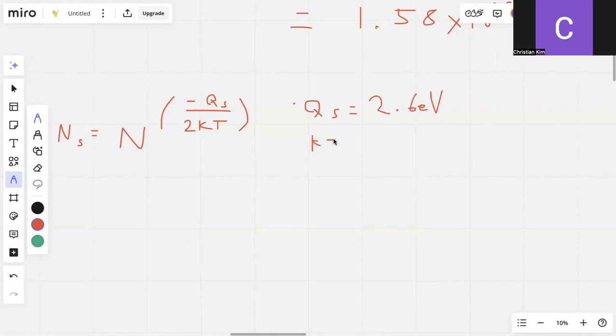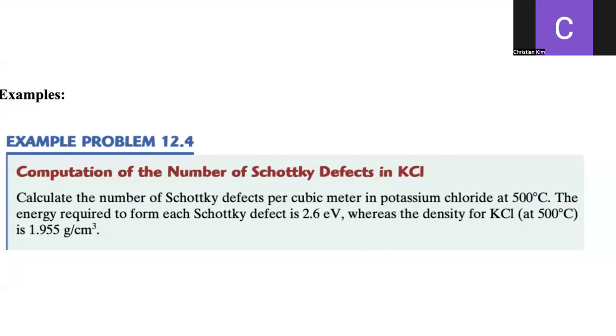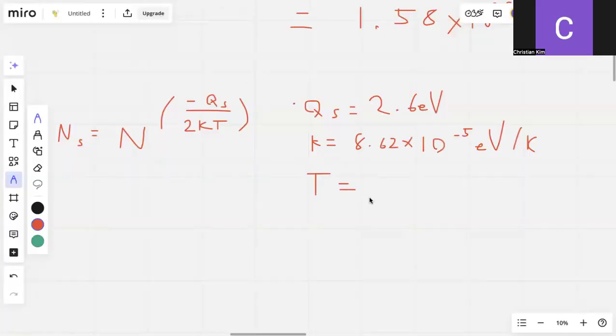And k is a constant, that constant being 8.62 times 10 to the negative fifth electron volts per Kelvin. And then because this is per Kelvin, we're going to want to work in Kelvin. So we're given the temperature in Celsius to be 500 degrees Celsius. To find the Kelvin of that, just add 273 to that. Let's calculate that: 500 plus 273, 773 Kelvin.